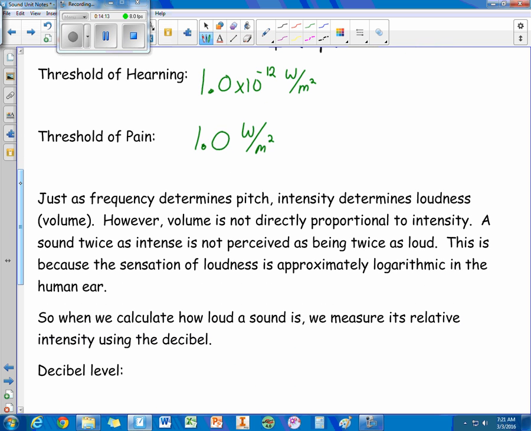So just as frequency determines pitch, intensity determines loudness or volume. Volume, however, is not directly proportional to the intensity, our perception of volume. A sound that is twice as intense is not perceived to be twice as loud. And this is simply because the sensation of loudness, how we perceive loudness, is approximately logarithmic.